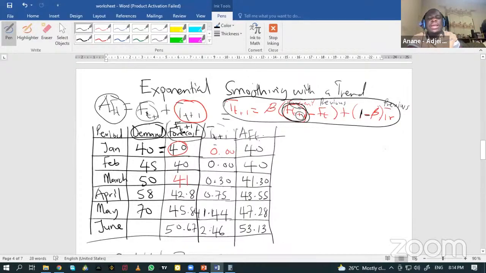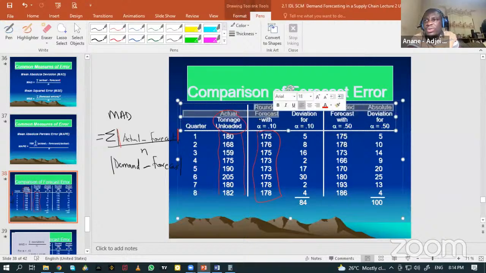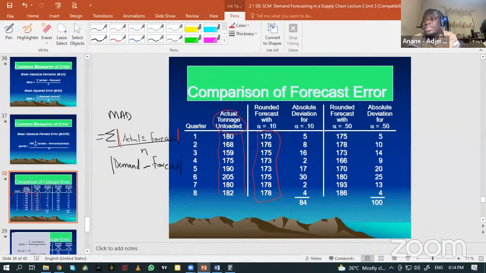To find the MAD, we are supposed to subtract forecast from demand. 40 minus 40 gives us 0. Then 45 minus 40 gives us 5. Then 50 minus 41 gives us 9. That is exactly what I'm doing in this particular table. This is actual demand and this is the forecast value. The formula asks us to subtract the forecast value from the actual demand.